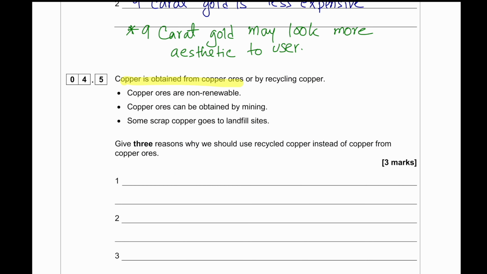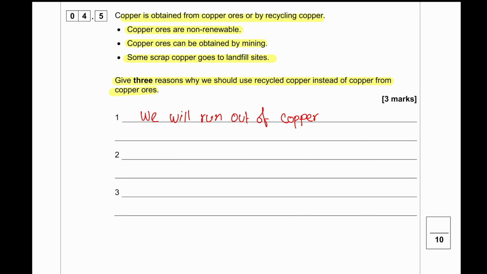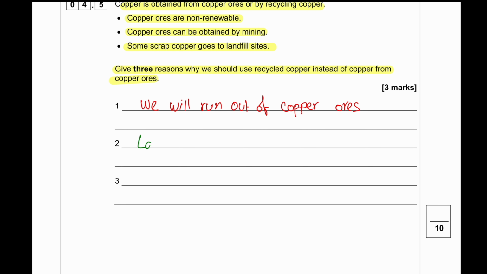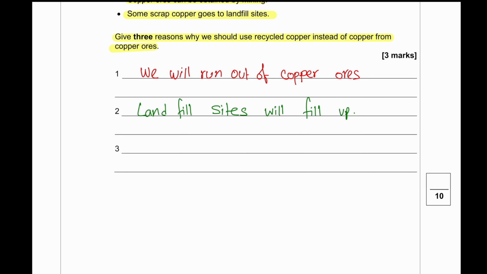Copper is obtained from copper ores or by recycling copper. Copper ores are non-renewable. Copper ores can be obtained by mining. Some scrap copper goes to landfill sites. Give 3 reasons why we should use recycled copper instead of copper from copper ores. When we use recycled copper, copper ores will never run out because we are continuously recycling the old copper that we had and we are using it for new purposes.